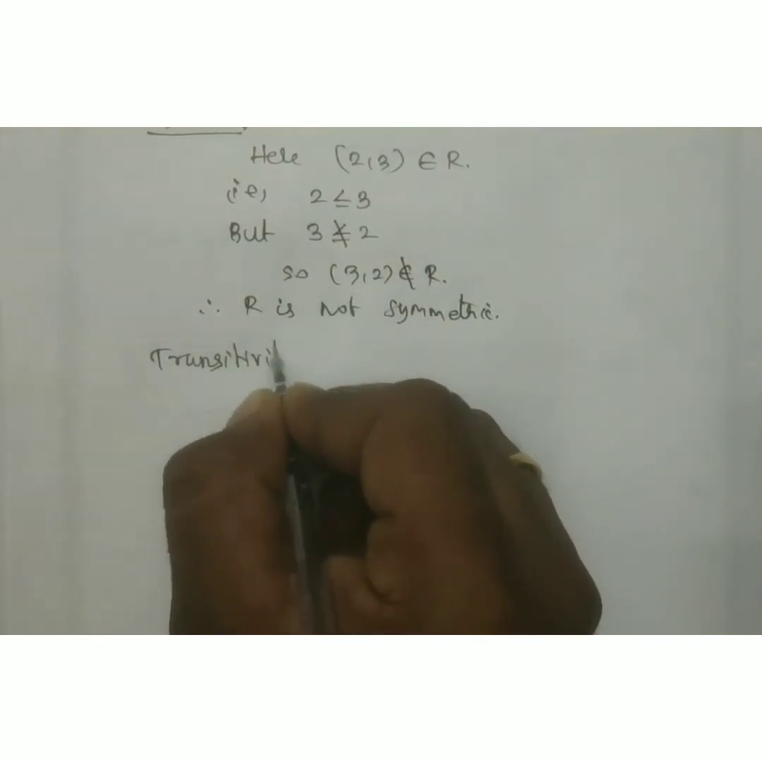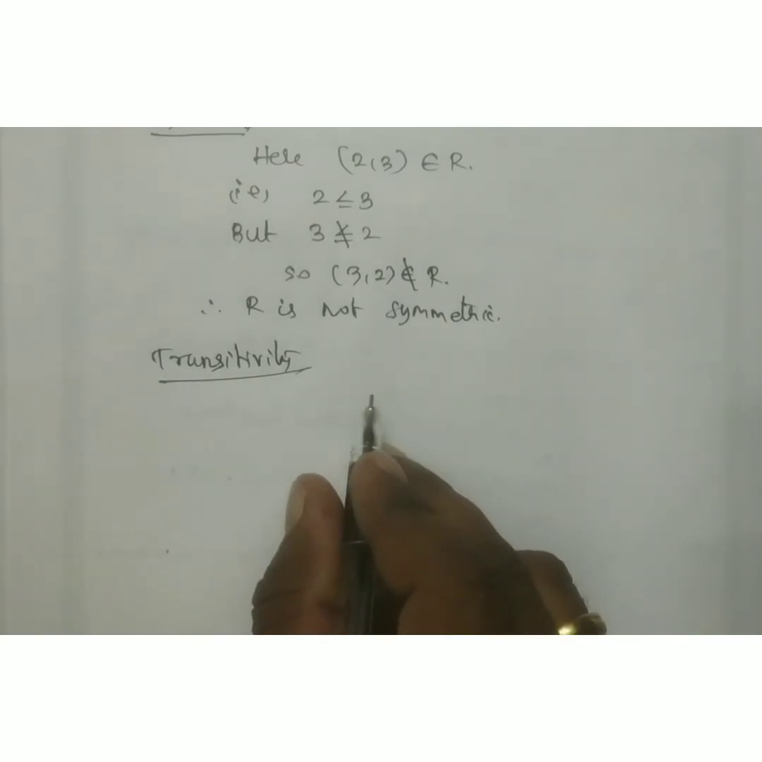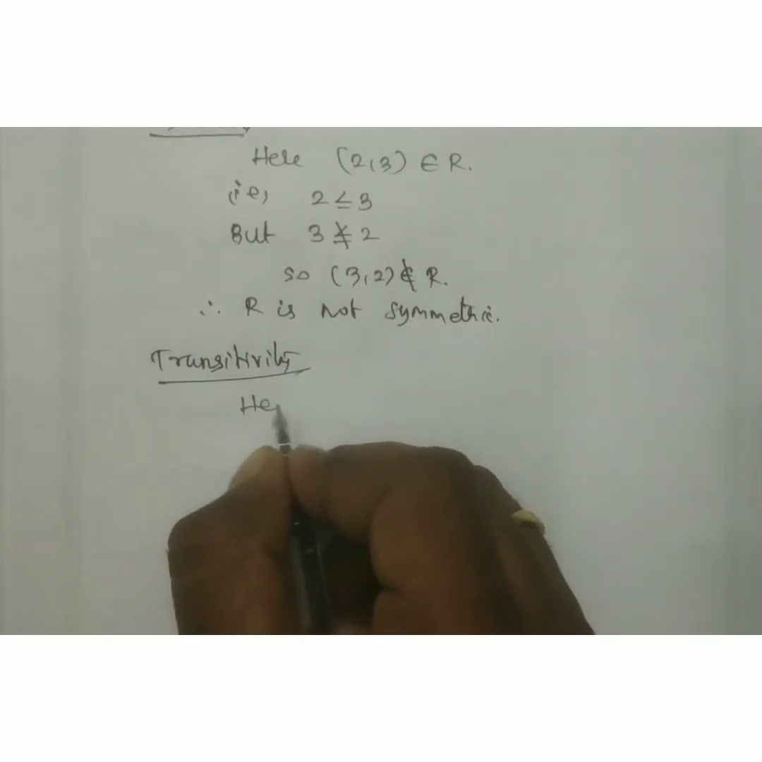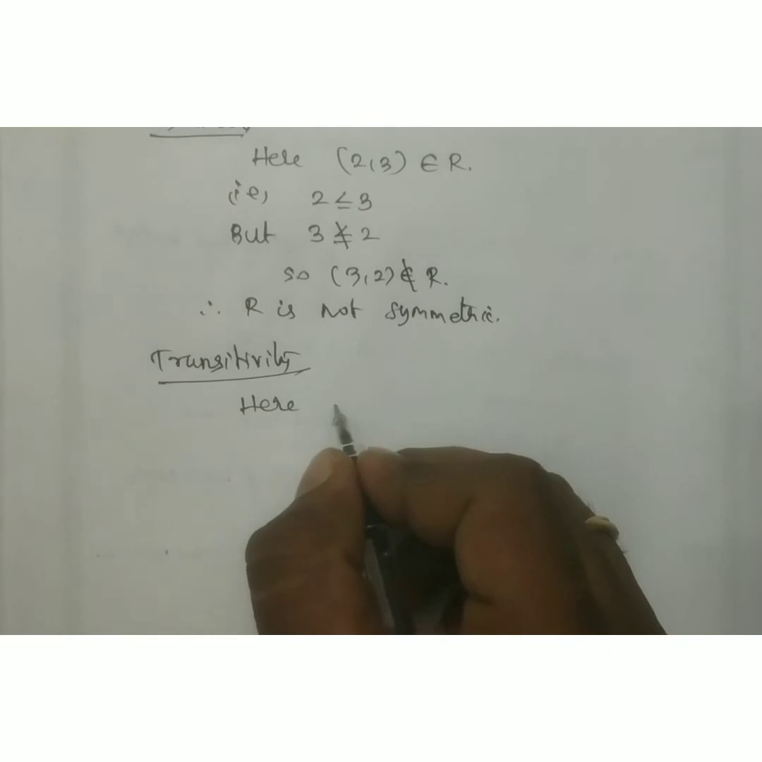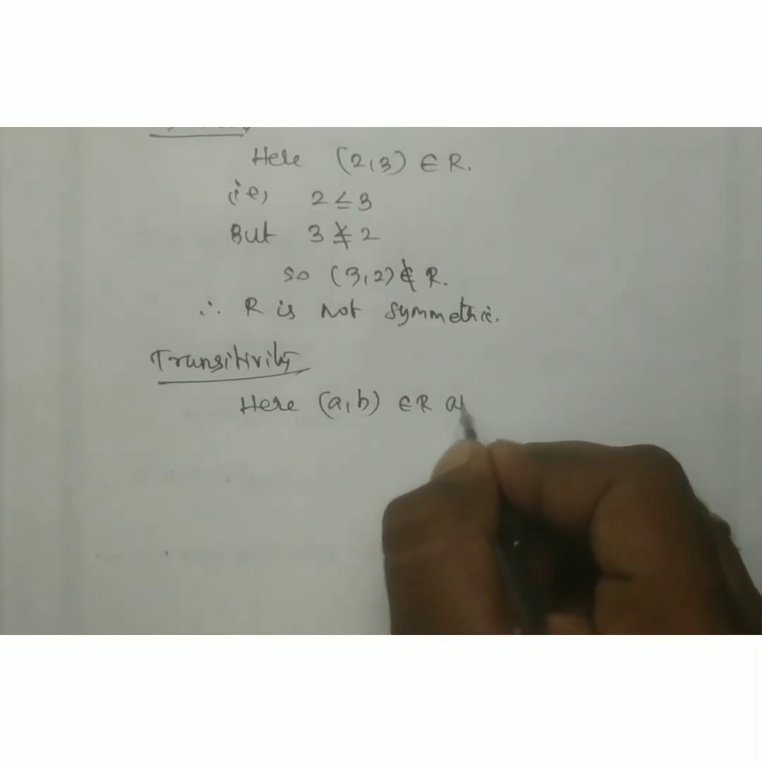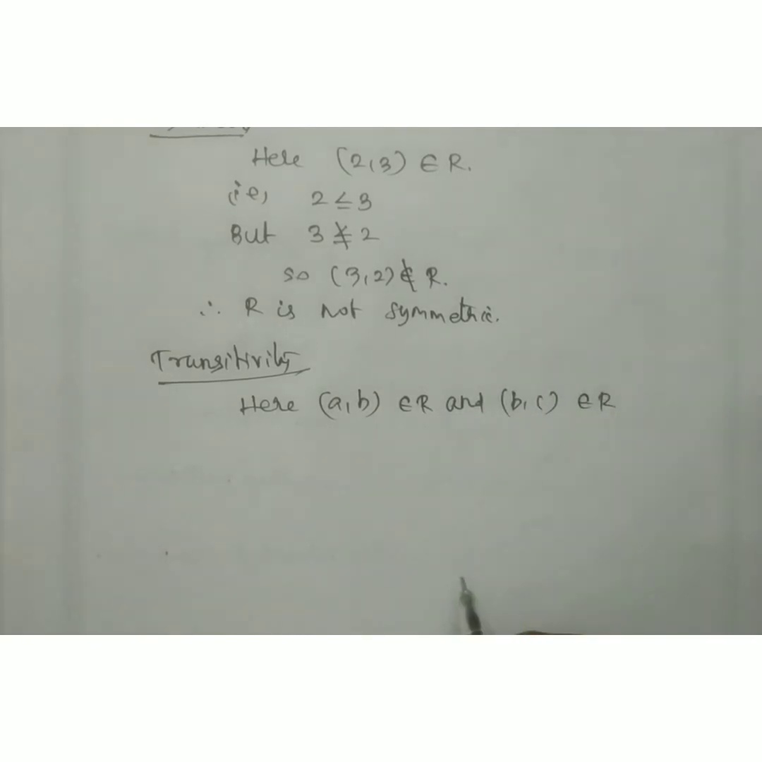Next, transitivity. So what is transitivity? A comma B belongs to R, B comma C belongs to R. We have to prove that A comma C also belongs to R. Here also we will prove it generally. How? Here A comma B belongs to R and B comma C also belongs to R.